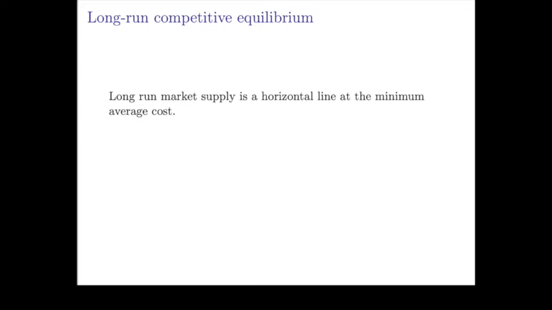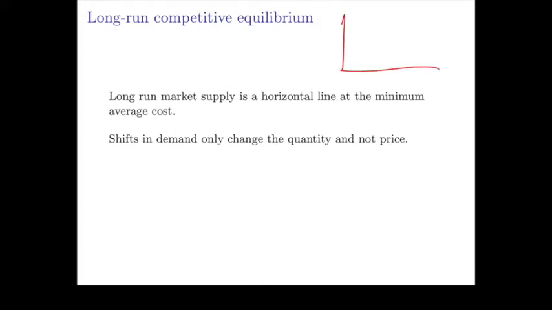In the long run, under certain conditions that we've talked about in an earlier video, the market supply is going to be a horizontal line at the price equal to the minimum long run average cost. So if the demand curve shifts in the long run, that's only going to vary the quantity, but it's never going to be able to affect the price. So if we had a long run supply curve, that's just a horizontal line at the price P, which is, like I said, the minimum average cost.